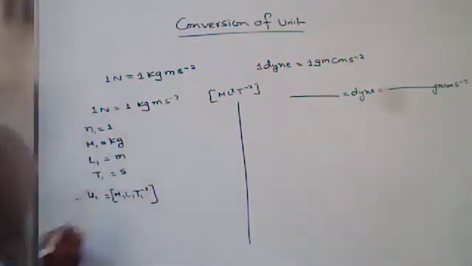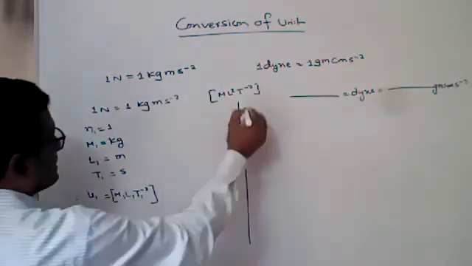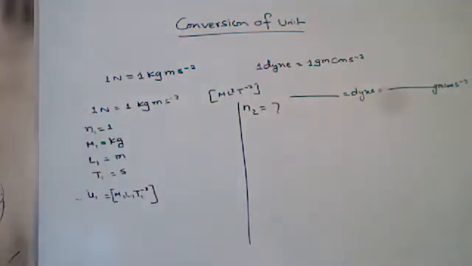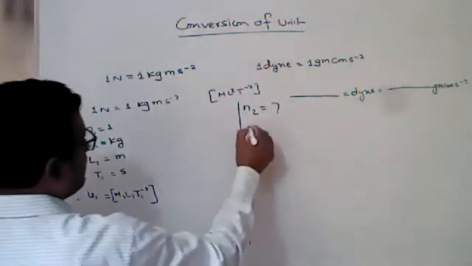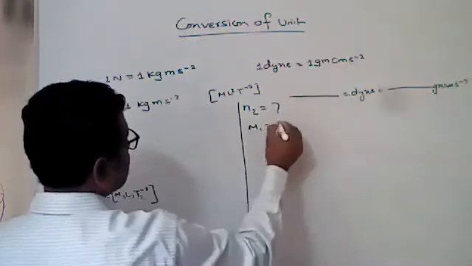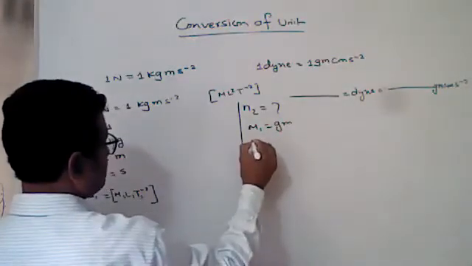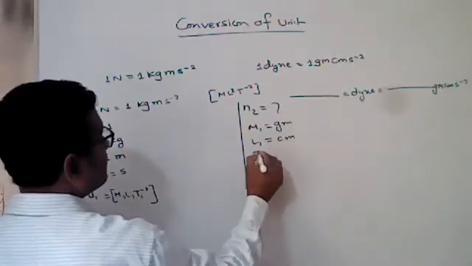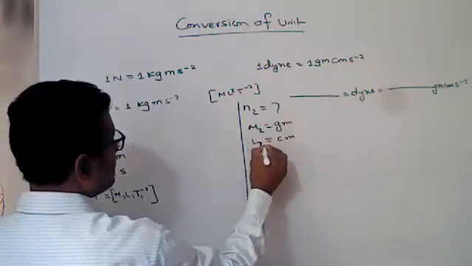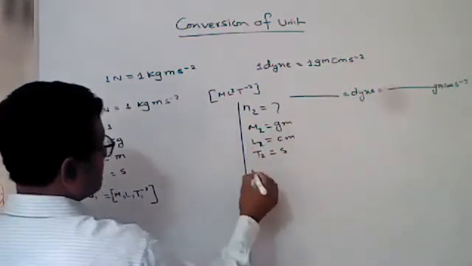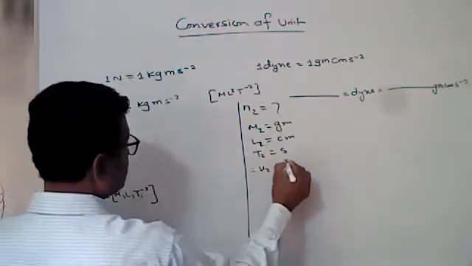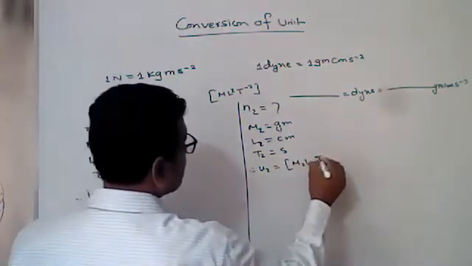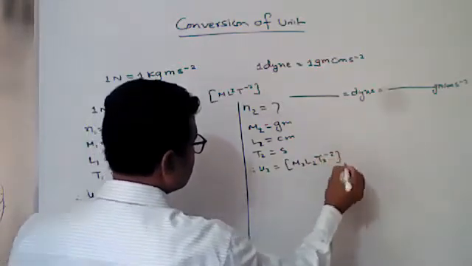T1 inverse 2. In this case, we do not know the value of M2. Now M1 equals gram, L1 equals centimeter, and T1 equals second. Then M2, L2, T2: T2 equals second. So U2 equals M2 L2 T2 inverse 2.